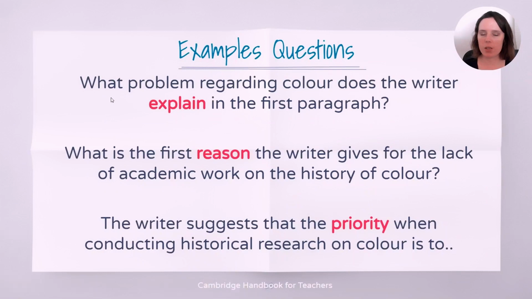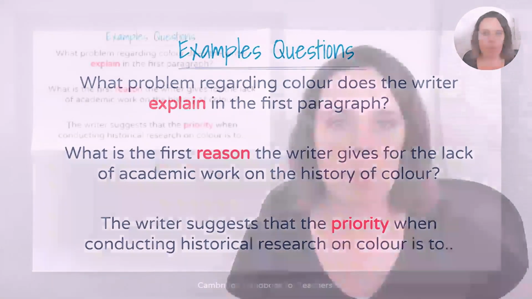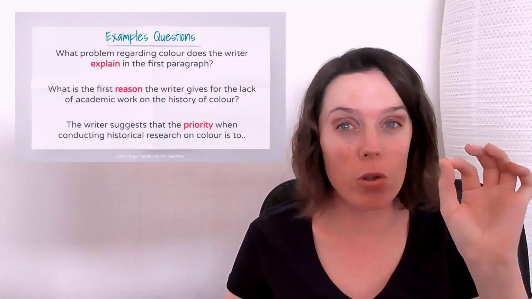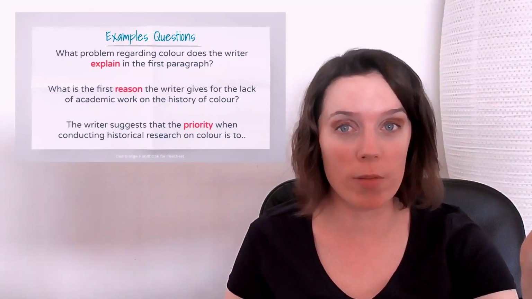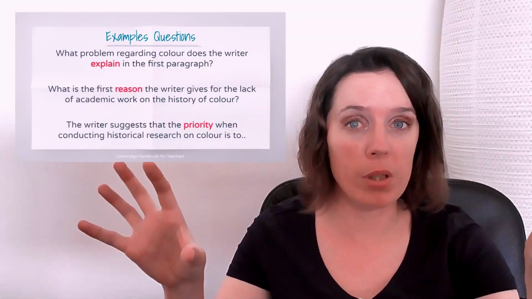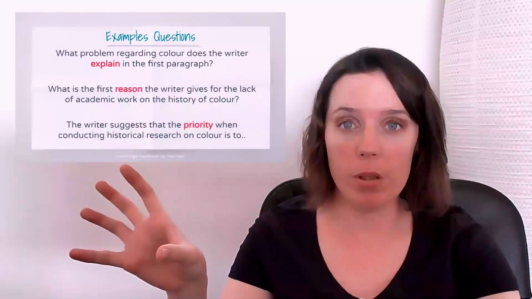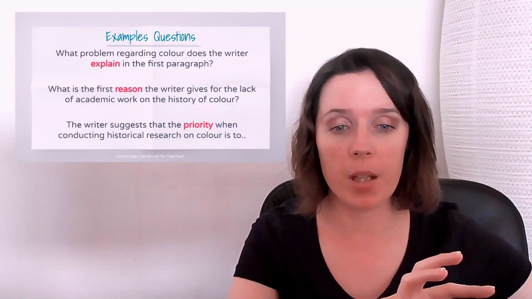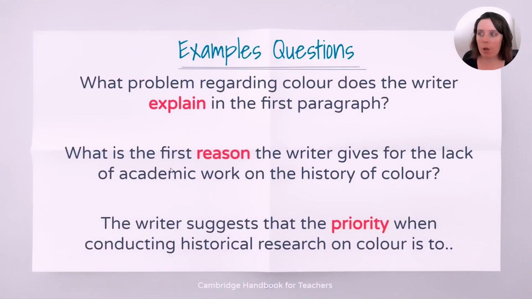So for example, we can see here the first question. What problem regarding colour does the writer explain in the first paragraph? There's going to be a lot of information about colour in that paragraph. You need to be able to distinguish or identify the explanation. So you're not looking at the main point. There might be a problem in the main point, but that's not what you're looking for. You're looking for an explanation. Let's take a look at the next question. What is the first reason the writer gives for the lack of academic work on the history of colour?